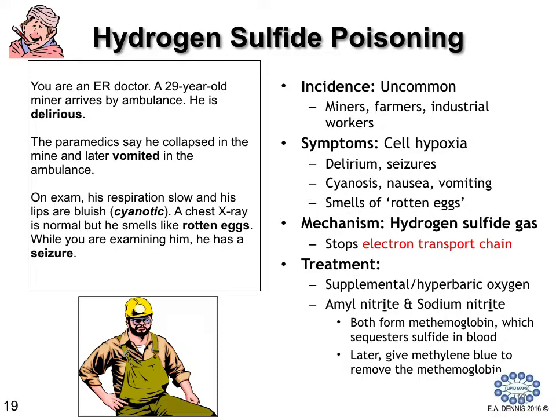So hydrogen sulfide poisoning is very uncommon, but when it occurs, it's typically among miners, and the symptoms of cell hypoxia, delirium, seizures, nausea, vomiting occur, and just because it's hydrogen sulfide, it has a particular smell. What is it doing? It's stopping the electron transport chain. Treatments include supplemental oxygen, hyperbaric in particular. Various nitrites can reverse the effects.